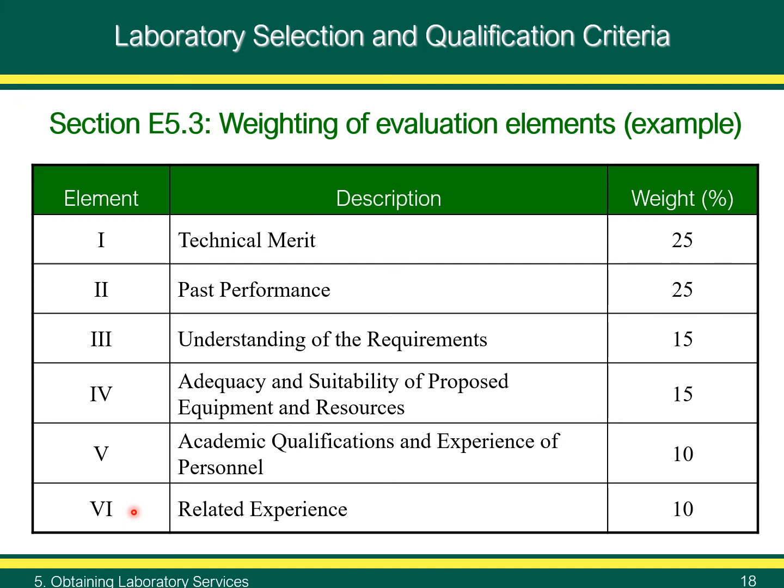Each of these 6 elements is assigned a weighting factor based on their relative importance to the project. The anticipated weighting factors should be listed in the RFP. If the weighting factors are divulged in the RFP, the weights may not be changed without notifying proposers. For more information, see Section E5.3 of MARLAP.